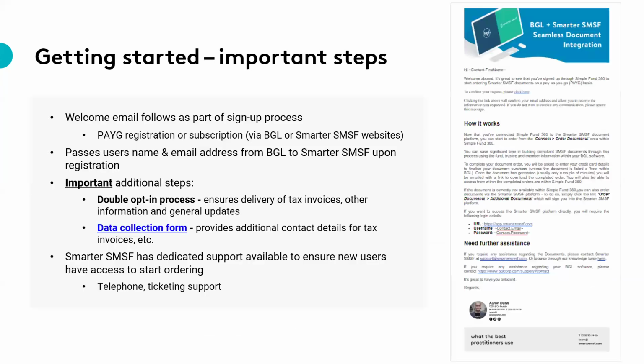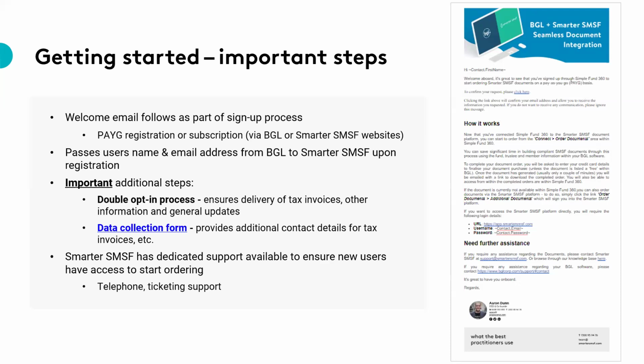Now, as part of that process that connects you from one to the other, we get a confirmation from BGL that the user has connected between Smarter SMSF and Simple Fund 360. So you will get a welcome email. What we get is your first name and your email address. Okay, that is the only information that we get as part of that journey.